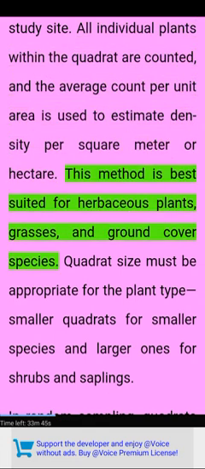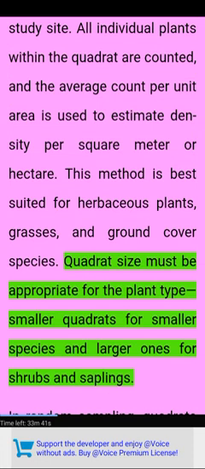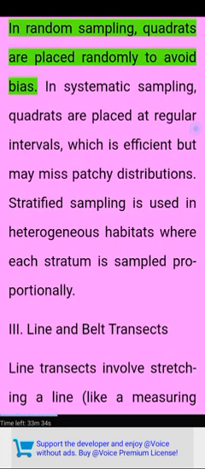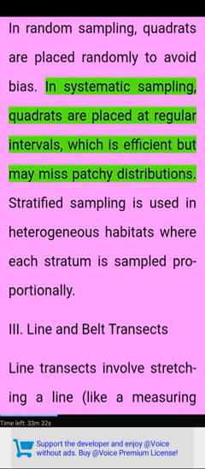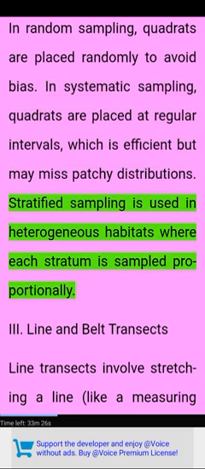This method is best suited for herbaceous plants, grasses, and ground cover species. Quadrat size must be appropriate for the plant type, smaller quadrats for smaller species and larger ones for shrubs and saplings. In random sampling, quadrats are placed randomly to avoid bias. In systematic sampling, quadrats are placed at regular intervals, which is efficient but may miss patchy distributions. Stratified sampling is used in heterogeneous habitats where each stratum is sampled proportionally.